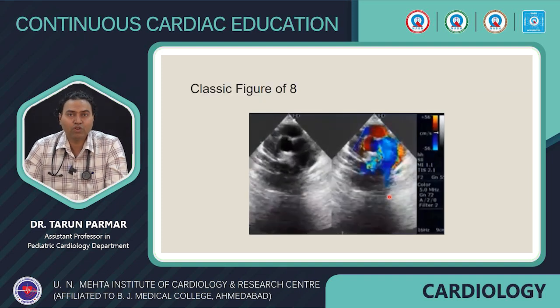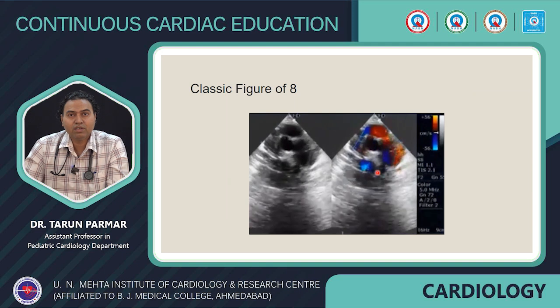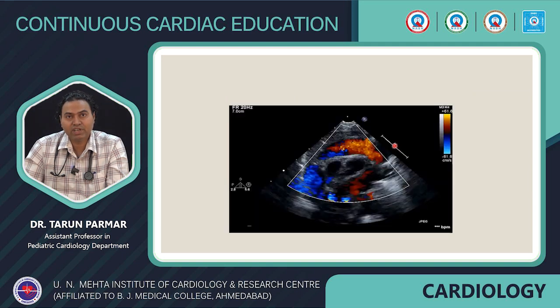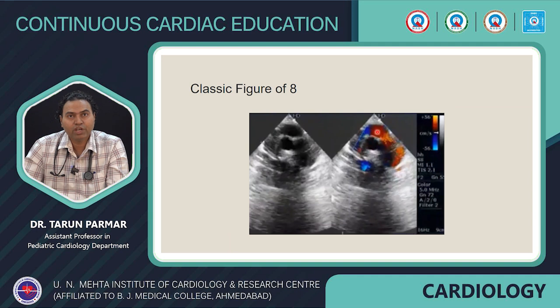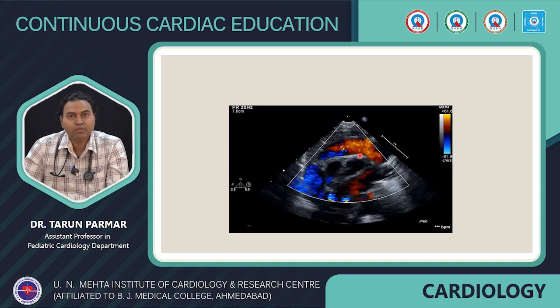This is the classic figure of 8, with the 4 pulmonary veins draining into the confluence, then the left ascending vertical vein to the innominate vein to the RSVC. Here you can see the same pattern: pulmonary veins draining into the confluence, ascending vertical vein to the innominate vein to the RSVC.